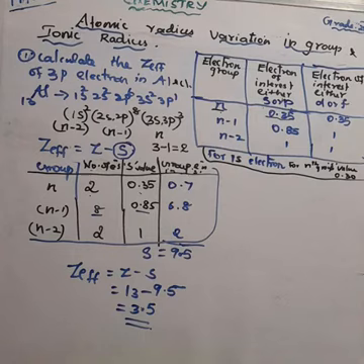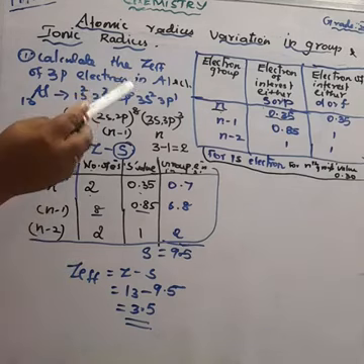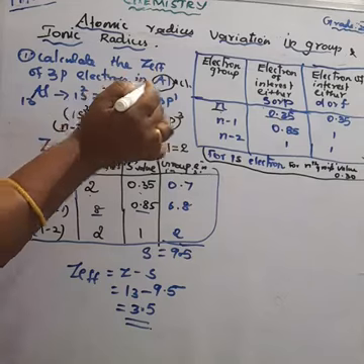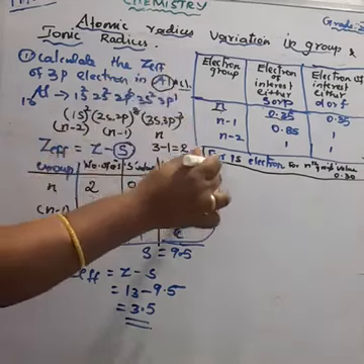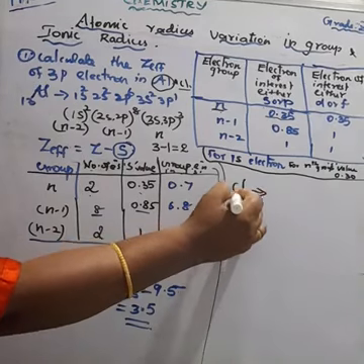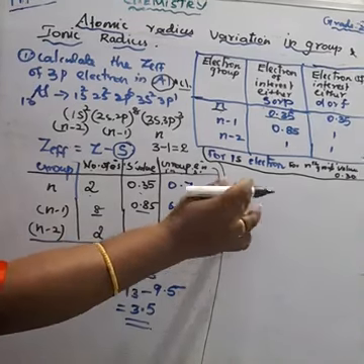These are about the calculation of effective nuclear charge on the 3p electron in the aluminum atom, and the chlorine atom also. You should practice how to calculate the effective nuclear charge on the 3p electron in the chlorine atom. Okay, try to practice.